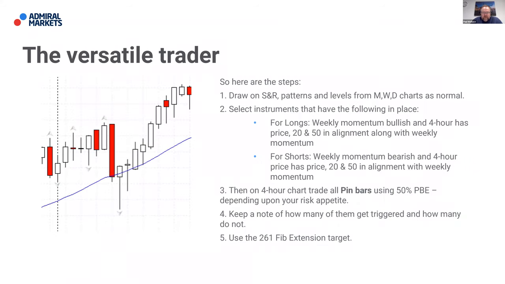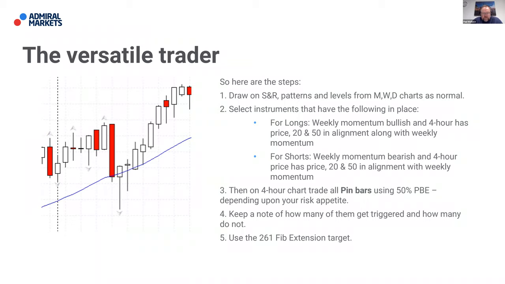So remember what I said, okay? You're drawing on those levels on monthly, weekly, and daily charts. And then we're looking particularly for instruments that have longs where weekly momentum is bullish and the 4-hour price and the 20 and 50 are in alignment with that weekly momentum. For shorts, it's where the weekly momentum has turned down, it's turned bearish, and the 4-hour chart has price and the 20 and 50 in alignment with that weekly momentum.